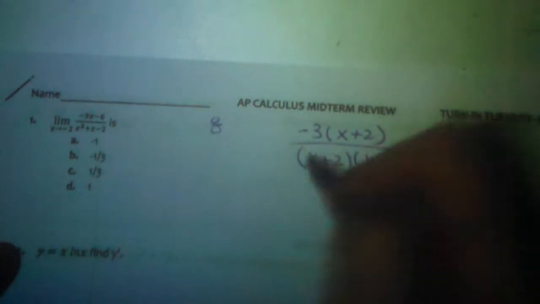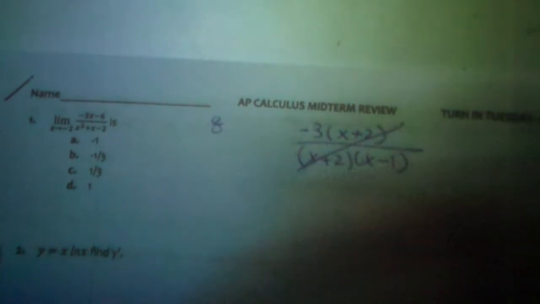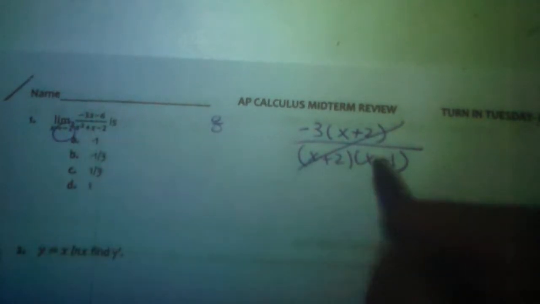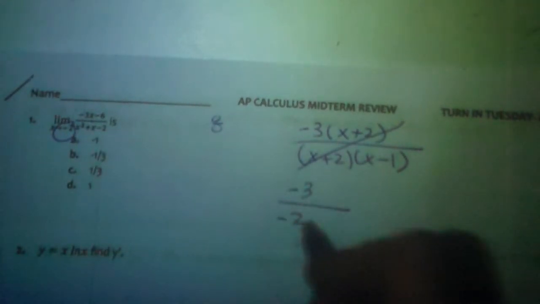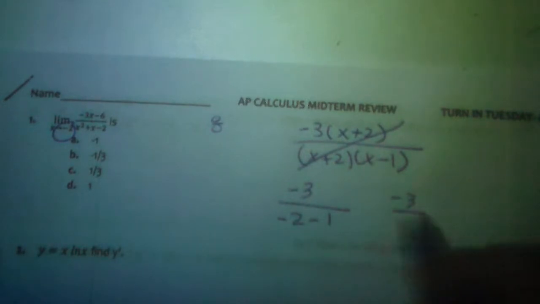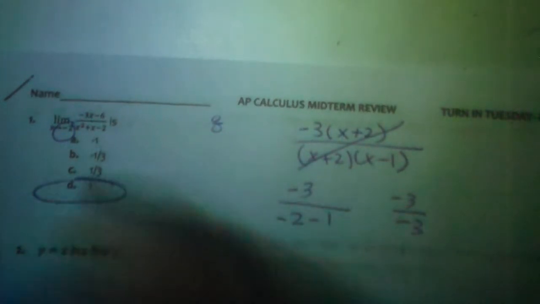So I'm looking, looks like I can factor out a -3, and that would give me x plus 2. Factor out the bottom, that would be x plus 2 and x minus 1. X plus 2 is going to cancel out. And now I can plug in -2 here. That's -3 over -2 minus 1. That's -3 over -3, which is positive 1.